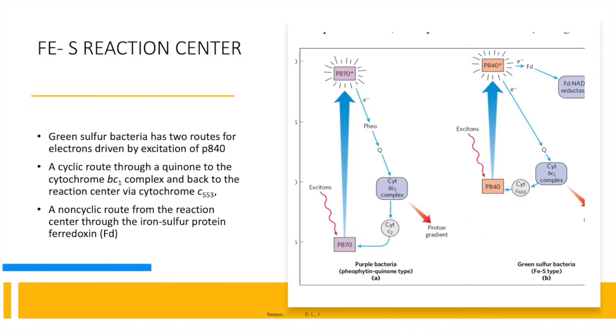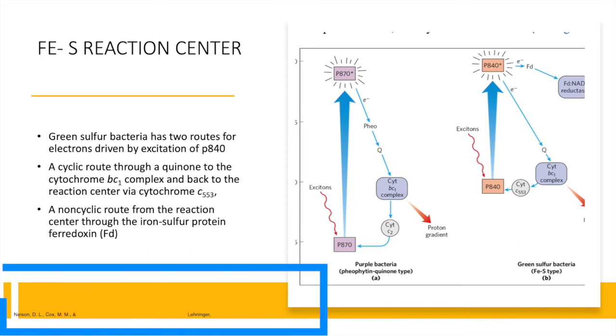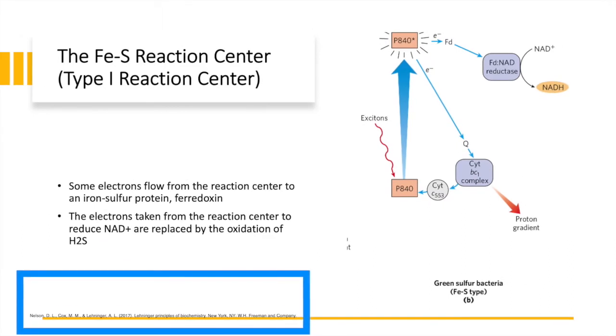The electrons taken from this reaction center to reduce NAD+ are replaced by the oxidation of hydrogen sulfide, to sulfur, then to sulfate. This oxidation of hydrogen sulfide by bacteria is chemically analogous to the oxidation of water by oxygenic plants.